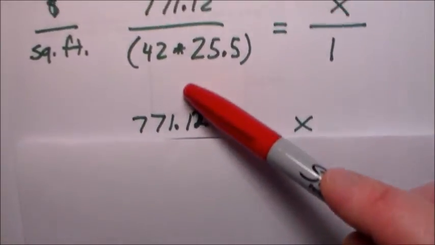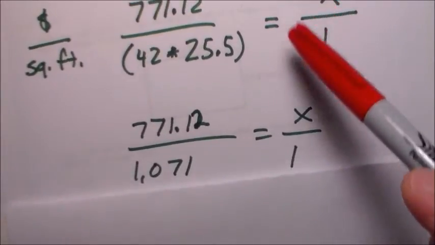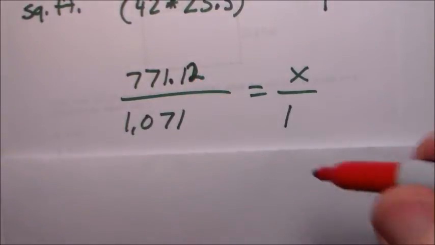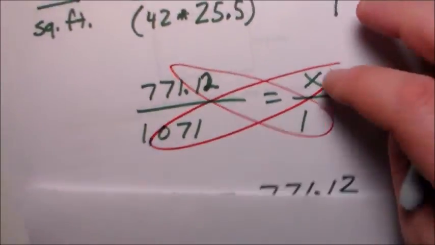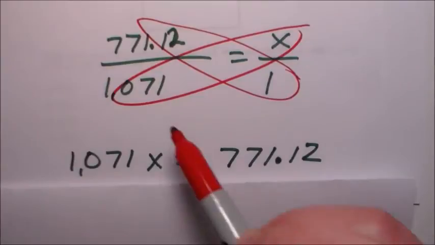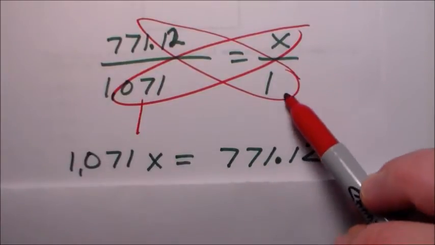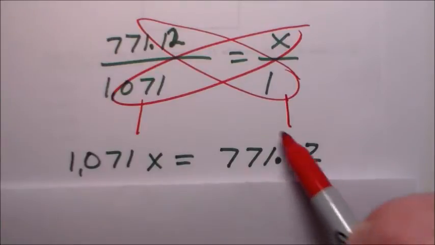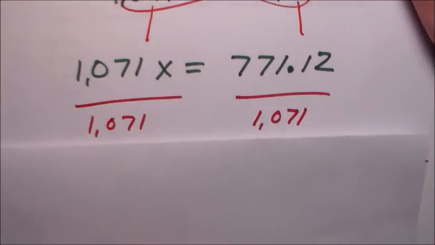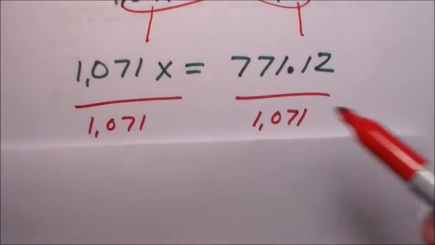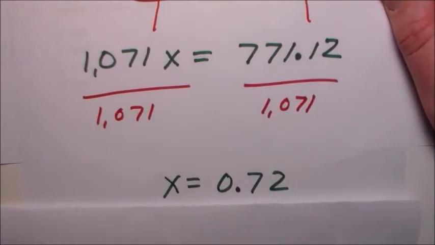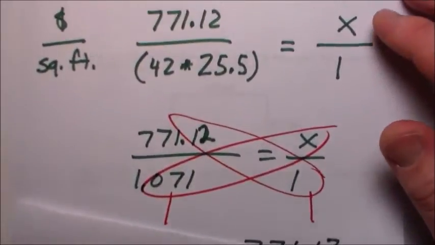So first we multiply 42 times 25.5. What does that get us? 1,071 square feet. We still have the cost, and now it's just about cross multiplying. We do that, and we get 1,071 times x equals 771.12, because that's how cross multiplying works. What do we do now? You probably saw it before, but we just divide by 1,071, right? Because we want to get x by itself. We do the math, punch in the calculator. What do we get? We get x equals 72 cents. 72 cents per square foot.